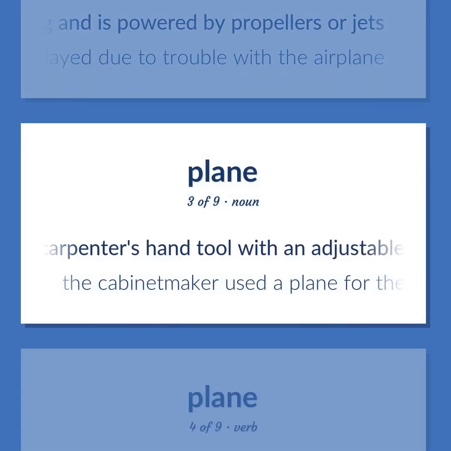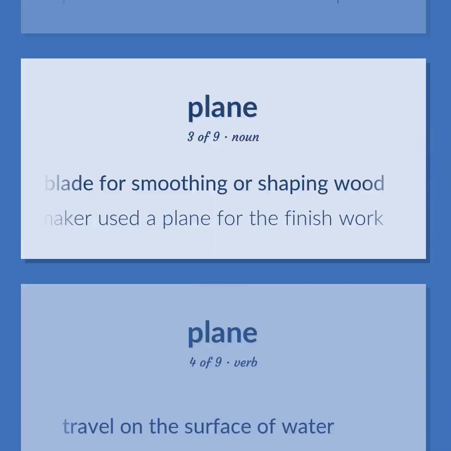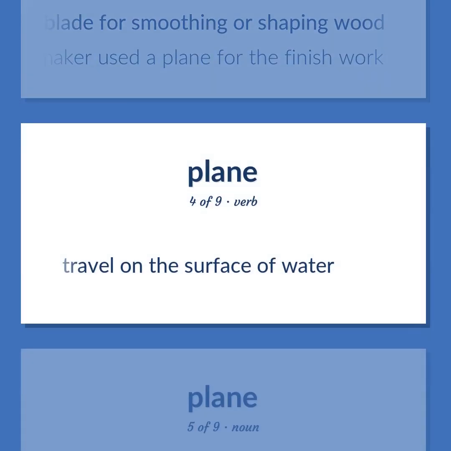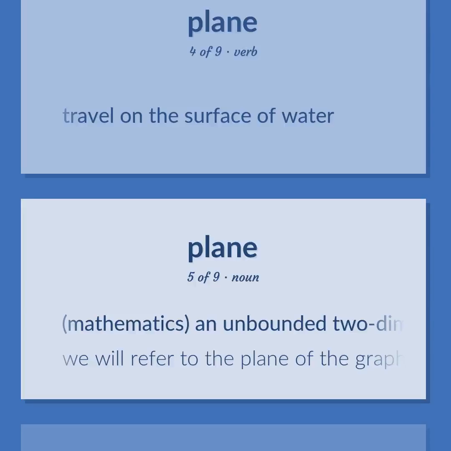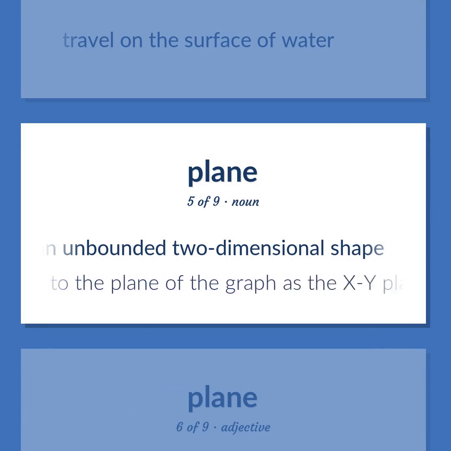A carpenter's hand tool with an adjustable blade for smoothing or shaping wood. The cabinetmaker used a plane for the finish work. Travel on the surface of water. Mathematics, an unbounded two-dimensional shape. We will refer to the plane of the graph as the xy plane.